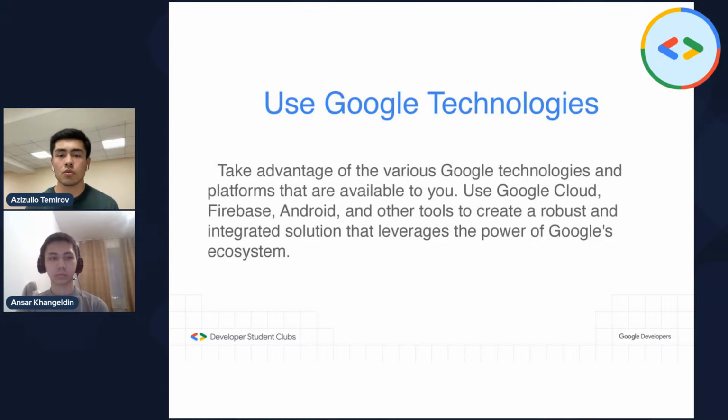find a person who knows Flutter, or if you know some Google technologies, use them wisely and try to create some robust application or project.